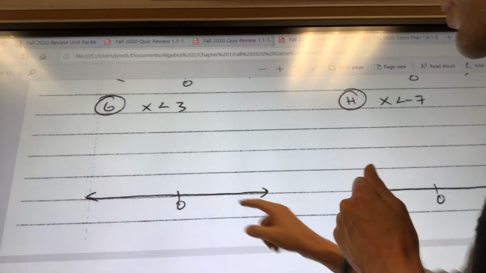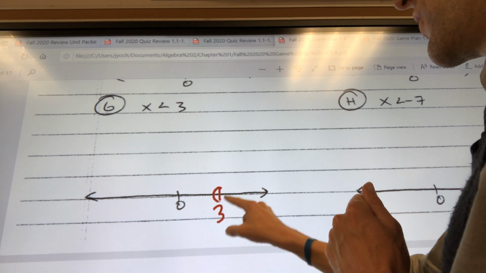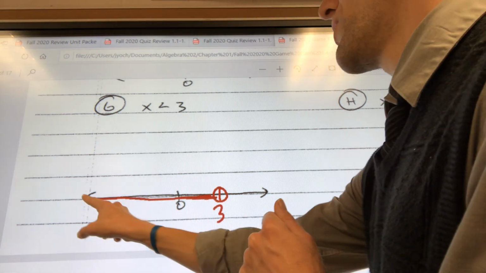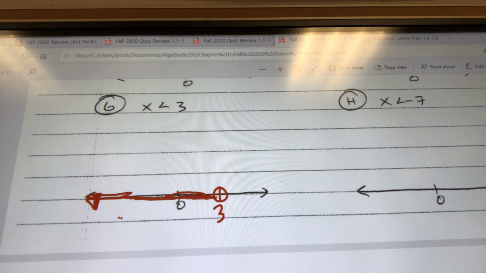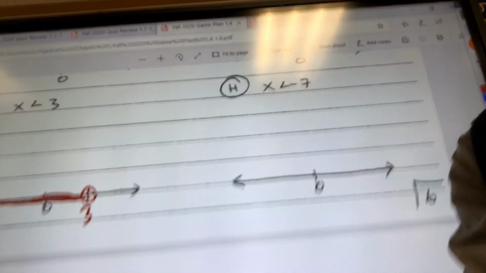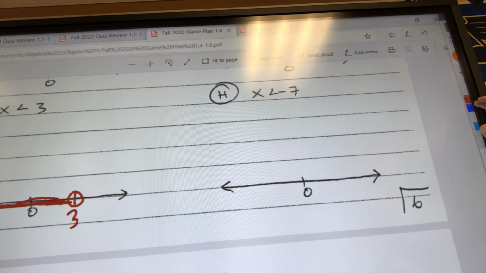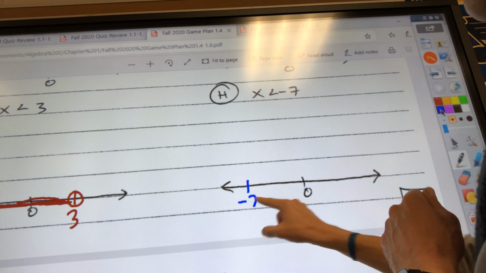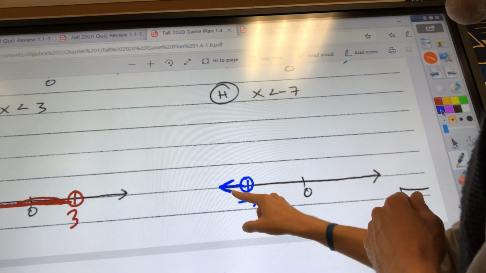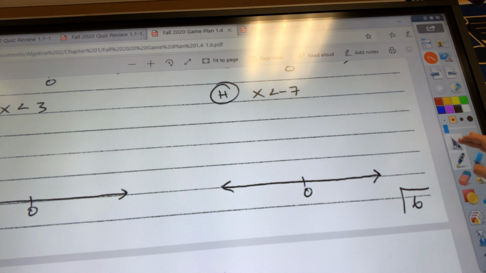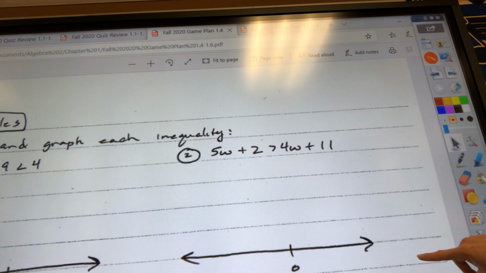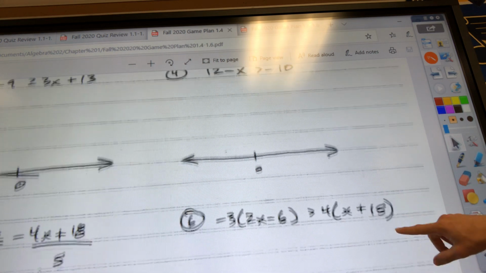All right, so x is less than 3, open circle, shade to the left. If 3 is greater than x, x is less than 3. And here on H, x is less than -7, so -7's right there. Open circle, shade to the left. All right, that is it on that page. Page 6, totally done. So solve and graph each.